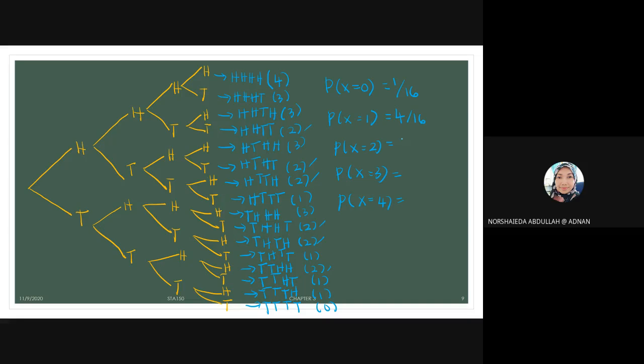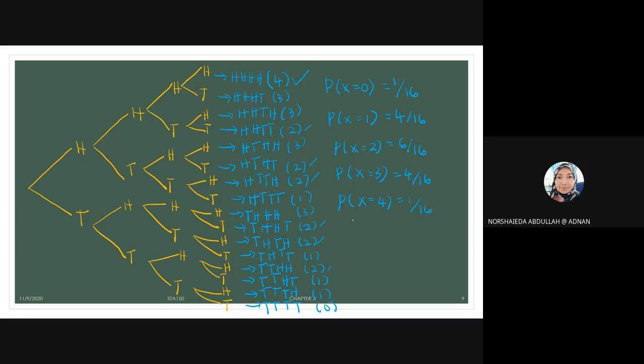Okay, so there are 6 possible outcomes. So the probability of x equal to 2 is 6 over 16. And the probability of x equal to 3, there are 4 possible outcomes, so 4 over 16. And the last one, x equal to 4, there is just 1 possible outcome, so 1 over 16. Okay, so this is the probability distribution of the number of heads when we toss 4 coins.